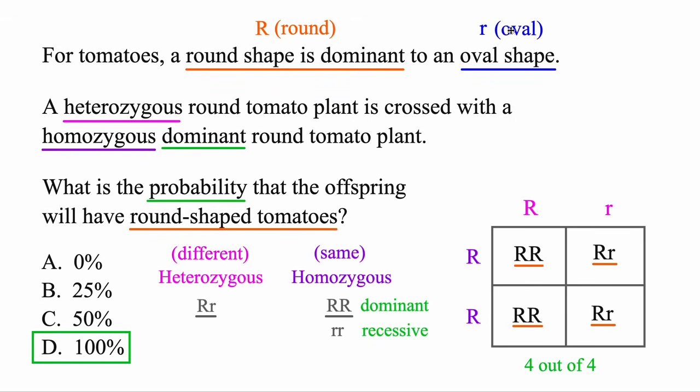They would only be oval-shaped if they had 2 of these little letters, 2 little r's. Then they would have that recessive trait. But the key was this parent here having 2 big R's made all of the kids have at least 1 big R, therefore made them all have that dominant trait of being round. So as you can see, you can get all kinds of different percentages here, anywhere from 0 to 100. But the key was knowing these 2 terms helped us find out what the parents look like.